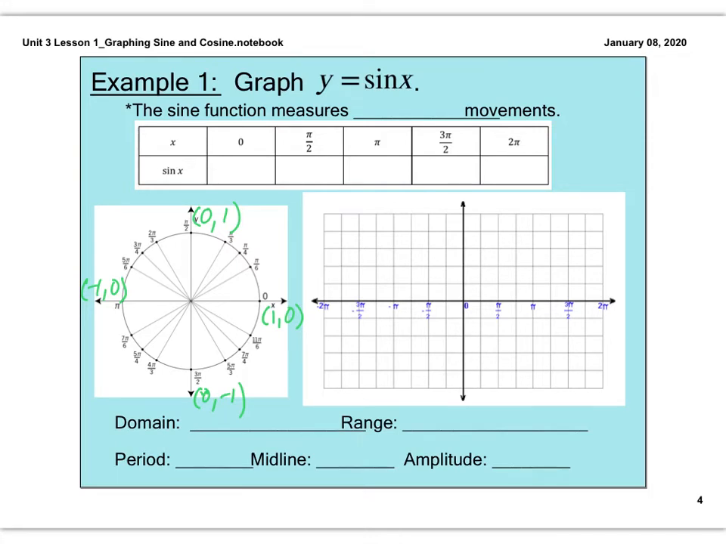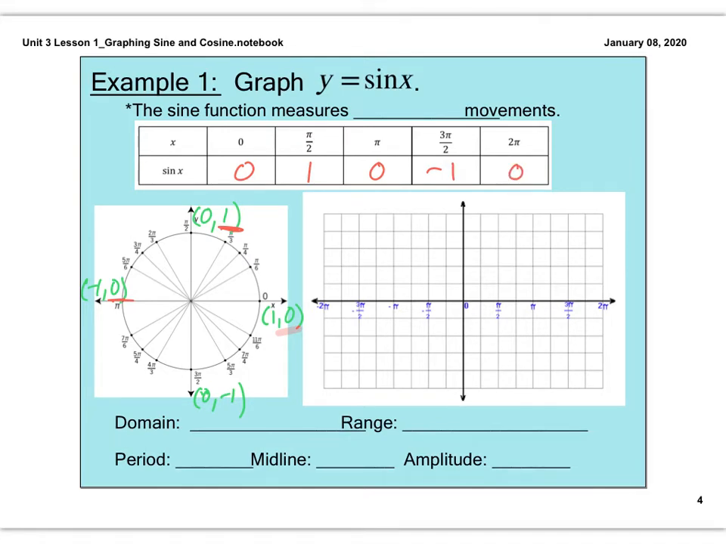Remember, sine is your y value. So if we fill in the sine values, we're looking at what's the y value at 0? Well, the y value at 0 is 0. The y value at pi over 2 is 1. The sine value at pi is 0. At 3 pi over 2, the sine value is negative 1. And at 2 pi, we're back to 0.